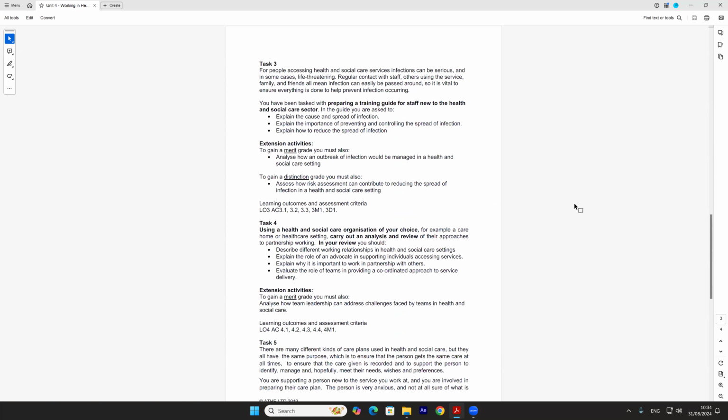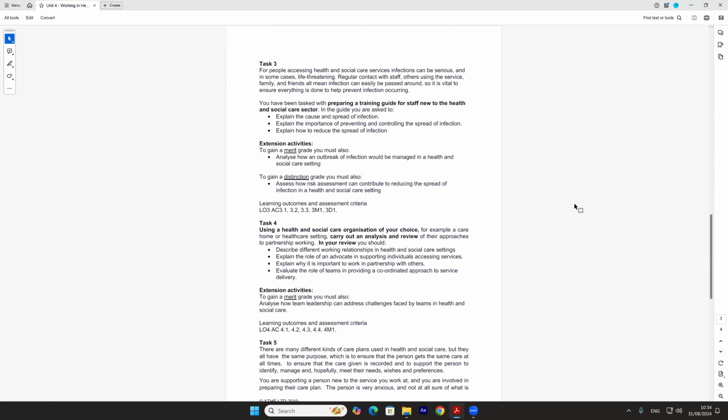Then we have to focus on creating a training guide for new staff in health and social care, specifically on the topic of infection prevention and control. This is a crucial aspect of care as infection can have severe consequences, especially for vulnerable adults. So let's break down the key components of the training guide. We have the first bullet point: explain the cause and spread of infection.